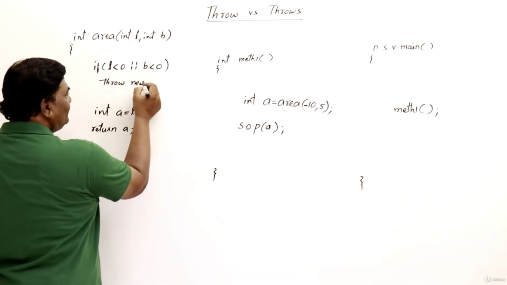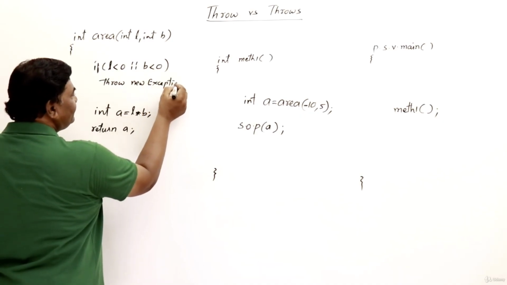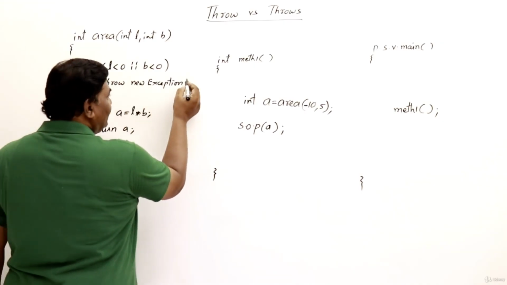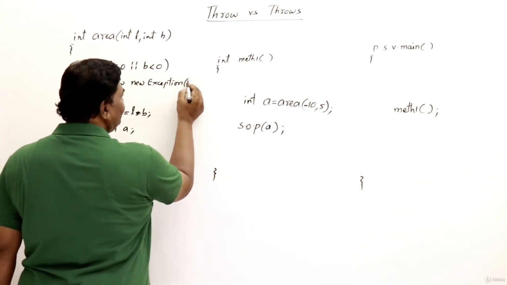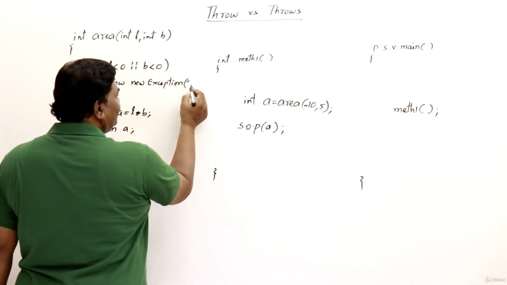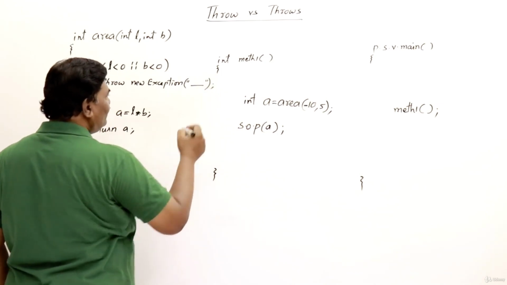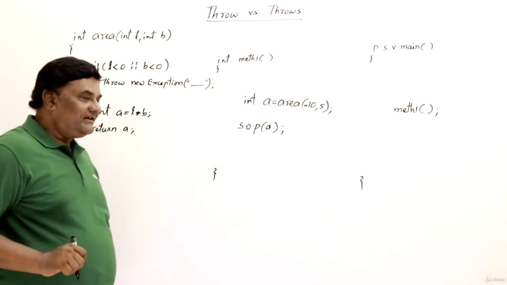So say new Exception. This is a built-in class, and I am using the same class. Throw new Exception. If you want to write a message, you can write a message. I will just write quotes and say that length and breadth cannot be negative, or dimensions cannot be negative. So let us say this is a message. Okay, throwing an exception.